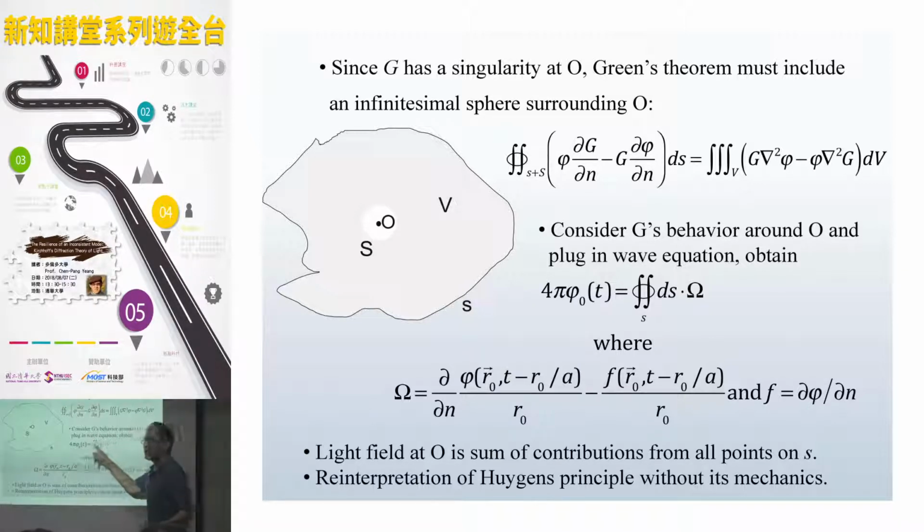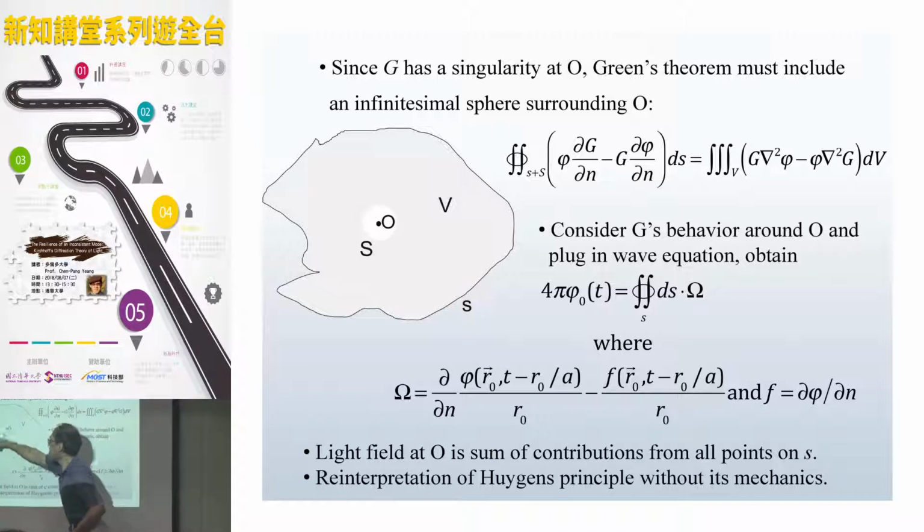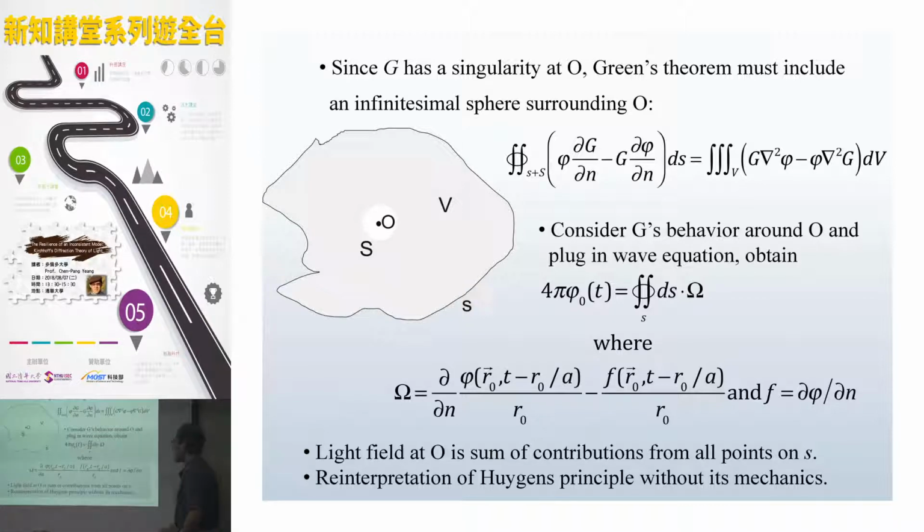Which is exactly the expression of the light intensity at the point of observation in terms of the surface integral over this closed surface S. Okay, and this omega is the integrand, which involves the wave phi and its first order spatial derivative.